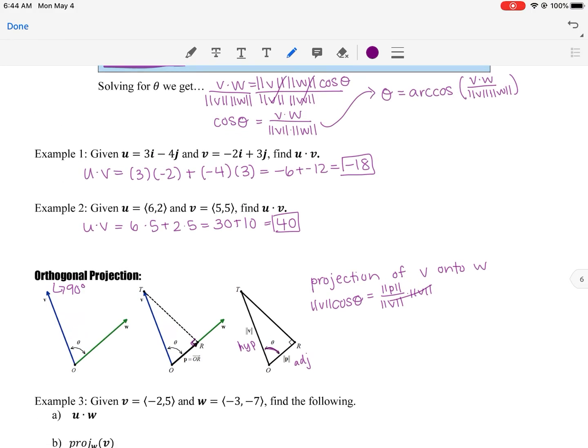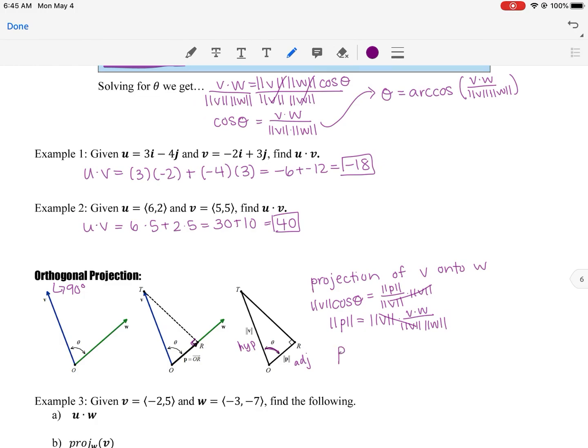If you look at what we just did above, I've still got the magnitude of v, but I can replace cosine of theta with v times w over the magnitude of v times the magnitude of w. That's what we just did above. So the magnitude of p is equal to the dot product, v times w, all over the magnitude of w. But that's a scalar right now. That's the length of that vector.